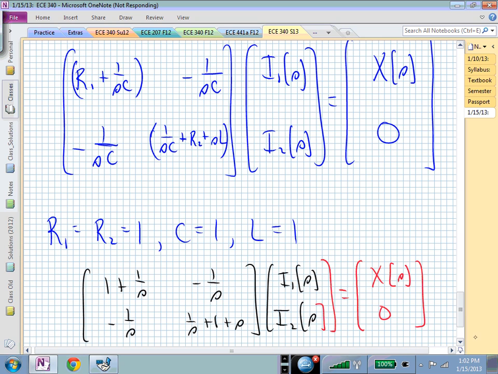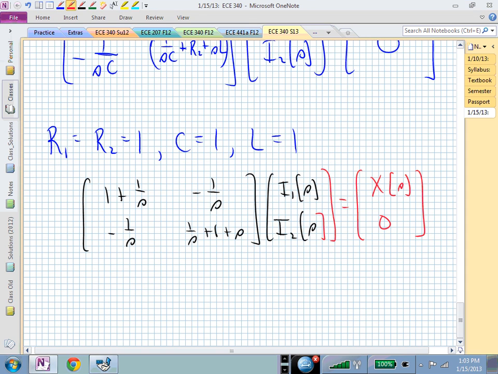And now if I want, I can now invert this matrix, and I will have I sub 1 and I sub 2 as a function of S. Meaning, if I now want I1 of S and I sub 2 of S, that's going to be this matrix.